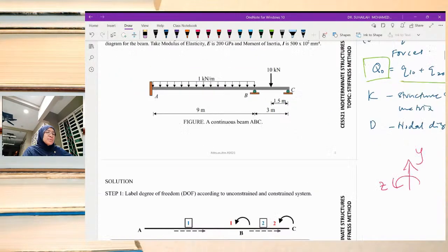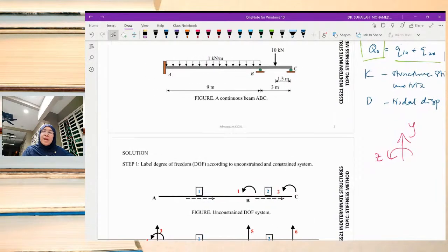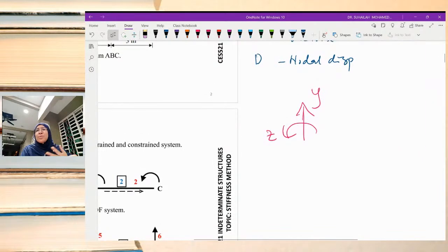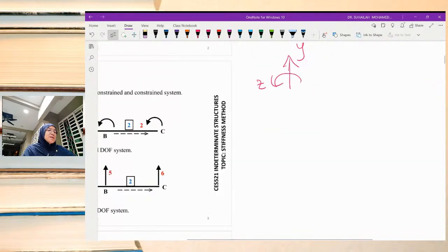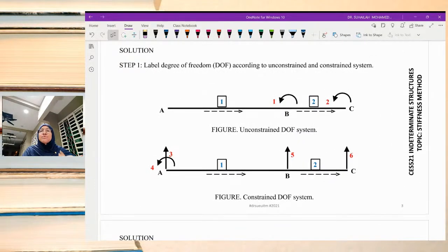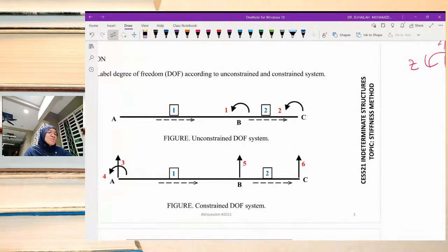Okay, so most important, we still have to follow what we have done in truss analysis, where the first step is to label the degree of freedom. We have to label the degree of freedom, and I want everyone to draw it separately between unconstrained and constrained. Unconstrained and constrained. Okay, so how to do this?